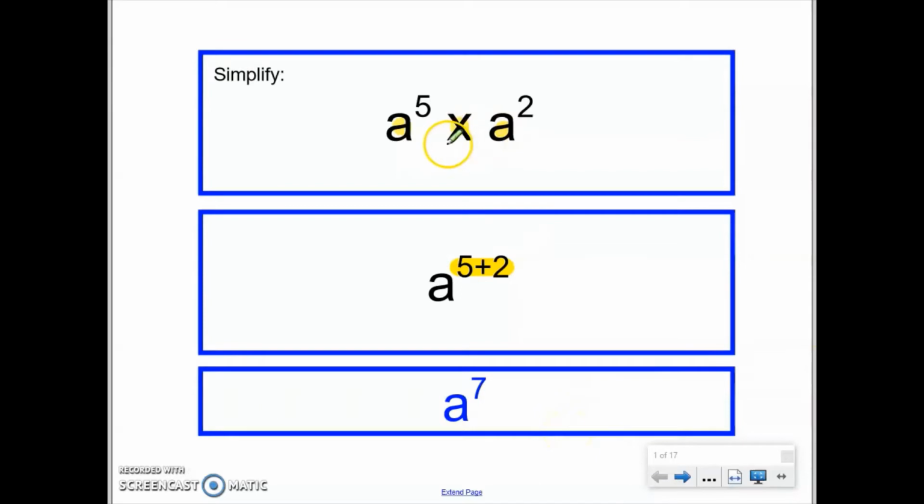So the first law of indices tells us when the base letter or base number is the same, during a multiplication question, we can add the index numbers. We can add the indices together, giving me an answer of A to the power of 7.